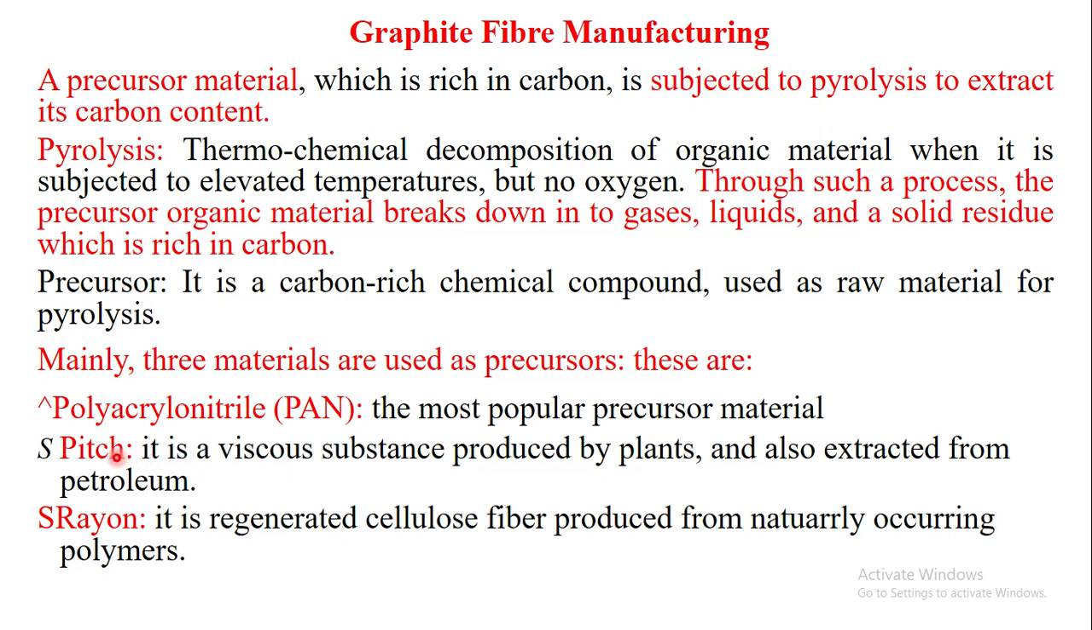The second one is pitch. It is a viscous substance produced by plants and also extracted from petroleum materials. The third one is rayon. It is a regenerated cellulose fiber produced from naturally occurring polymers. Rayon is made from polymers, and pitch is made from petroleum and plants.